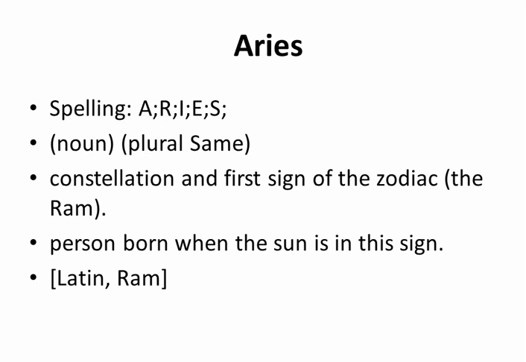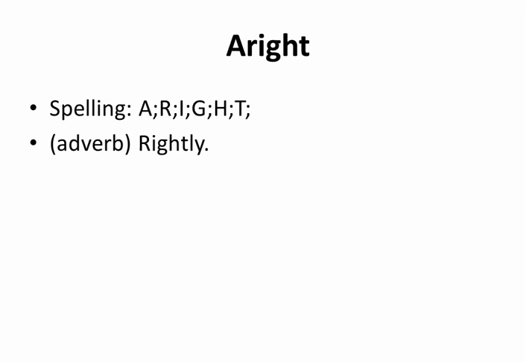Aries. Spelling, A, R, I, E, S. Noun, plural same. Constellation and first sign of the zodiac, the ram. Person born when the sun is in this sign. Latin, ram. Aright. Spelling, A, R, I, G, H, T. Adverb, rightly.